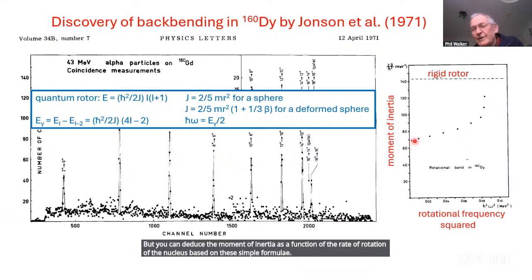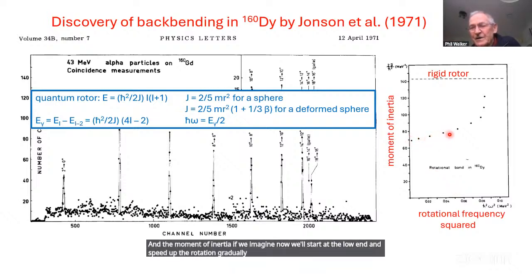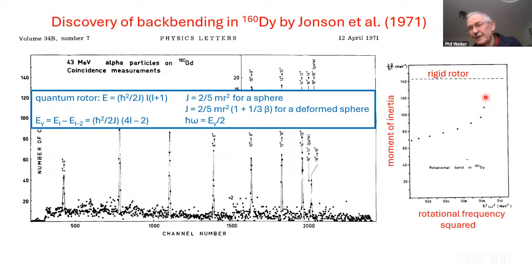And the moment of inertia, if we imagine now, we'll start at the low end and speed up the rotation gradually. The moment of inertia goes up a little bit and then suddenly it shoots up. And this discontinuity, this sudden increase in moment of inertia, is understood to be due to the rotation alignment of particular pairs of nucleons.